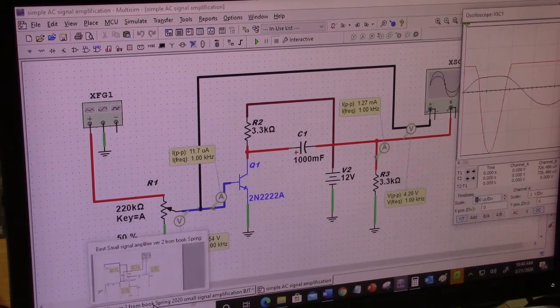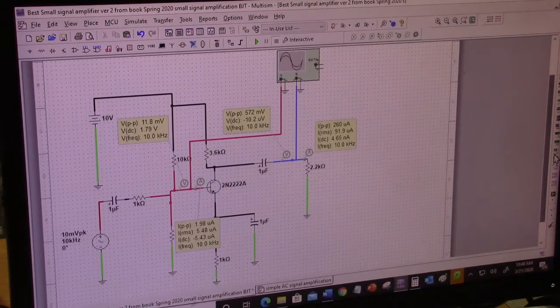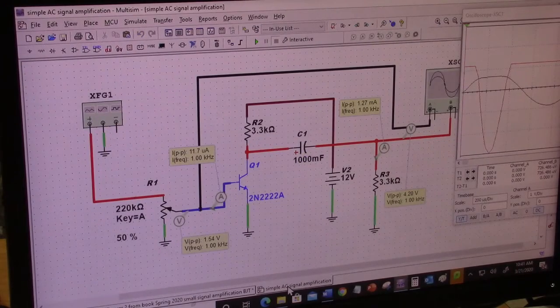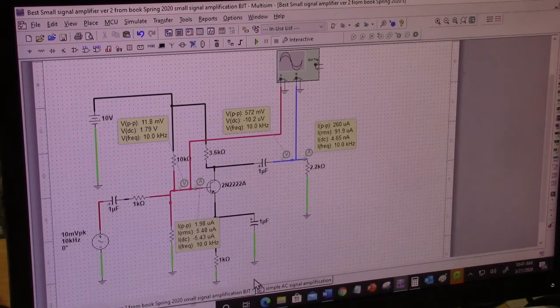So I have another circuit that was built, and that's this one. It has a few more features to it. This is a very classic common emitter amplifier. So that's a small signal amplifier, and that's a common emitter amplifier. It is a little bit more complicated, but it does a really good job of signal amplification.